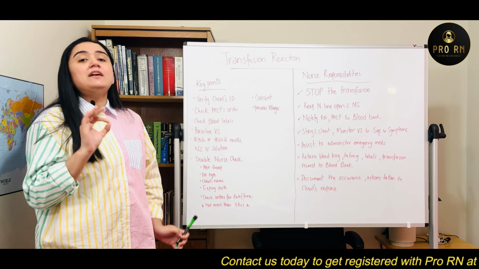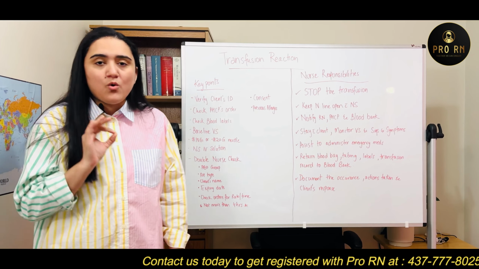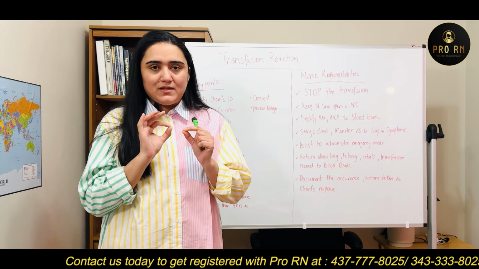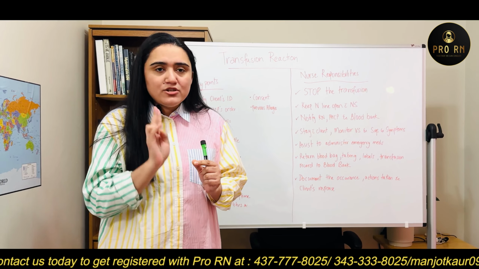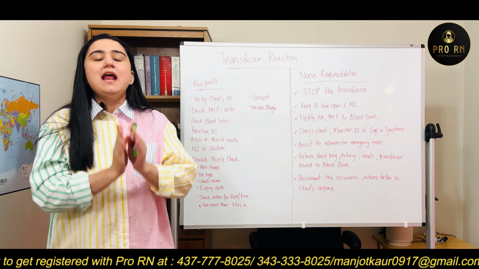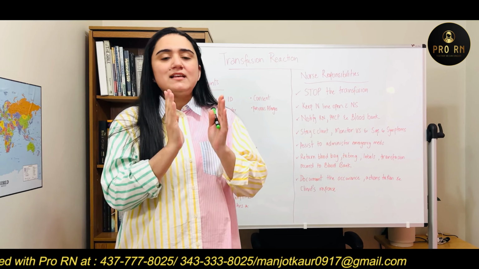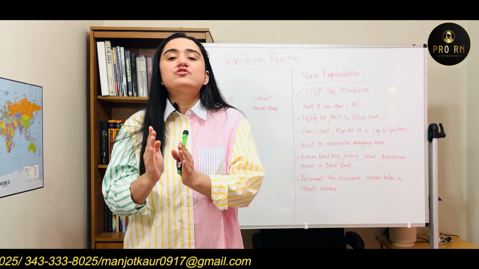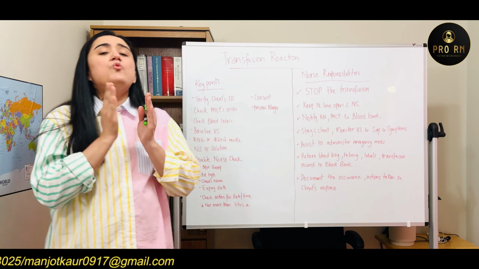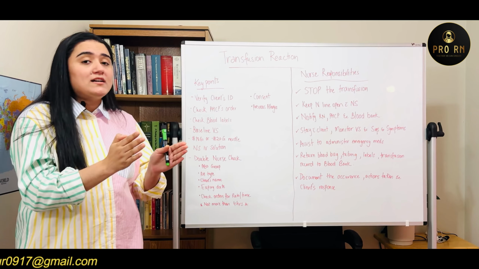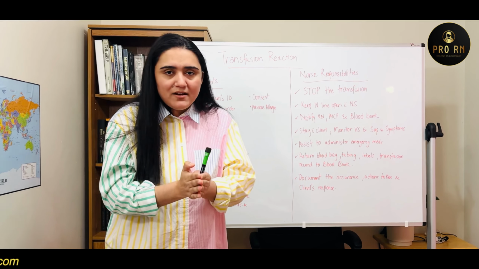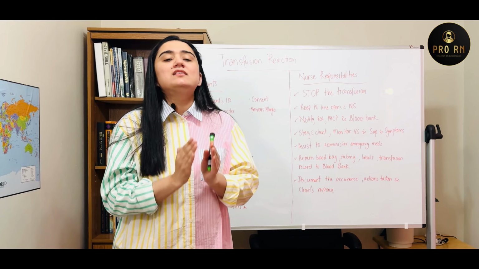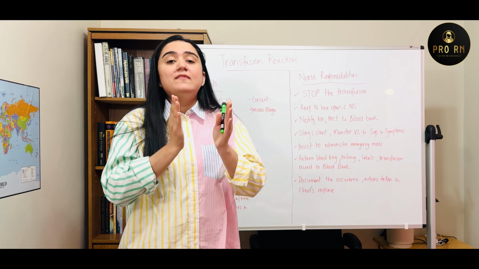Then blood transfusion always requires double check from the nurse. So it has to be 2 nurses. I'm saying that again. It has to be 2 nurses to double check the order before the transfusion could be started. So when we are checking the order and when we are checking the client information, what are the things which we need to make sure that are okay?